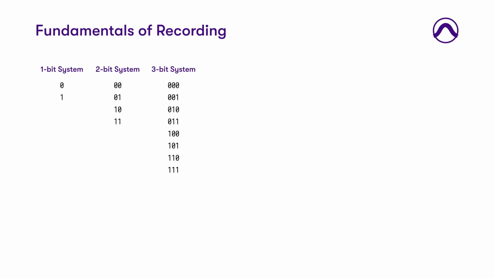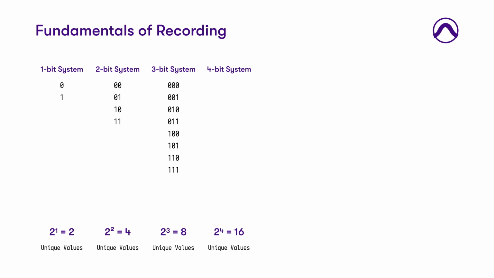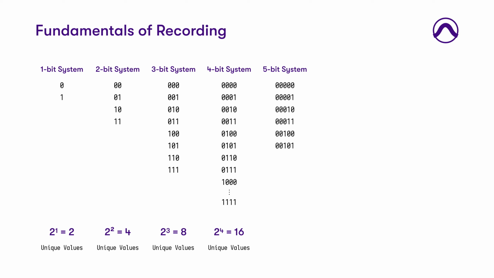We can actually calculate the number of unique values by raising 2 to the power of the number of bits. So, a 3-bit system gives us 2 raised to 3, which is 8 unique values. A 4-bit system will give us 2 raised to 4, which is 16 unique values. The more bits we use to record, the more unique values that we can use in our conversion. Similarly, a 5-bit system gives us 32 unique values.